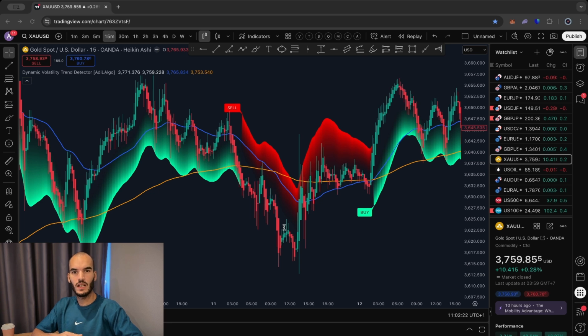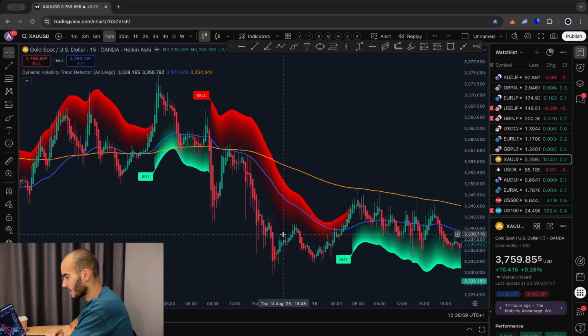This indicator has completely changed the way I trade because it makes spotting reversals and trend continuations easier. The best part, the strategy is simple, powerful, and works on any pair, any time frame. So let's dive in and break it down step by step. Alright, now let's go through exactly how this strategy works.